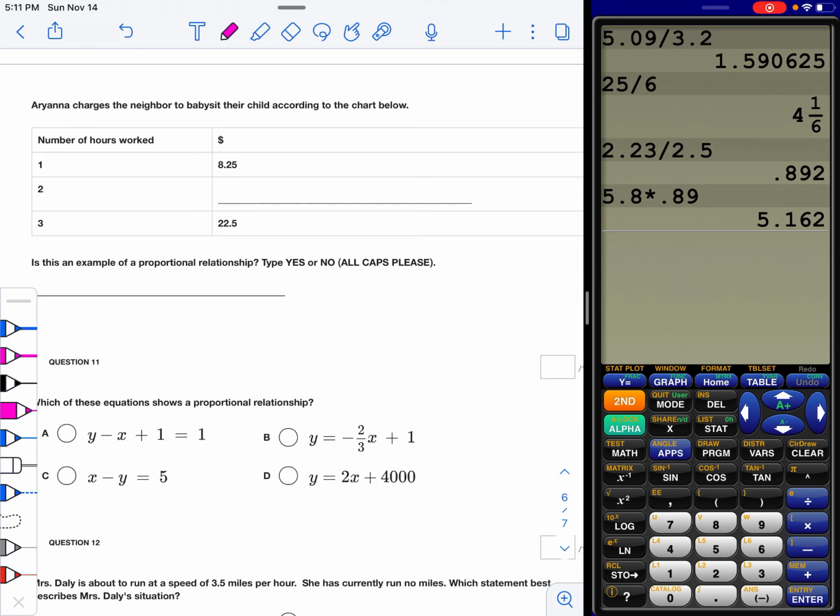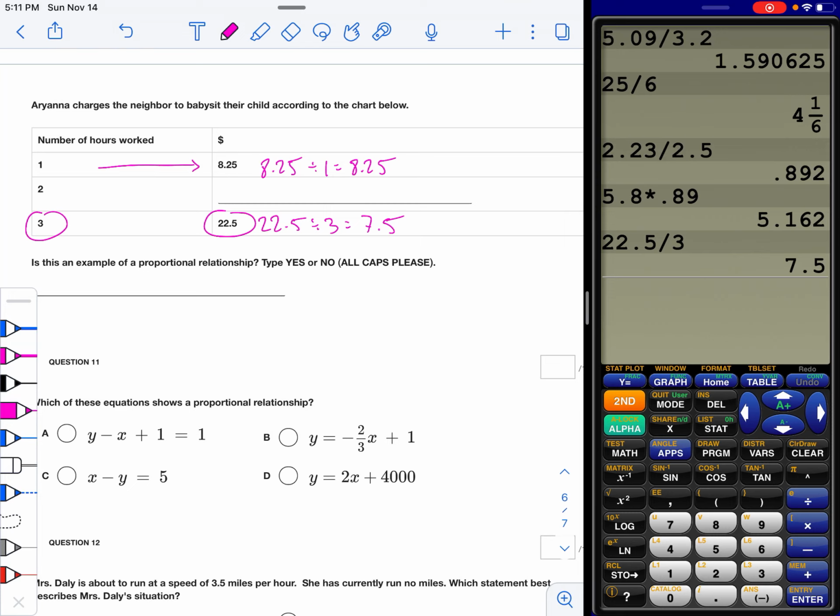Ariana charges the neighbor to babysit their child based upon the chart. You can see that 1 hour is $8.25. I'm curious, if I take 22.5 divided by 3, I hope I get the 8.25, so I'm going to check it. Divided by 3, and, oh, I get 7.5. So what that tells me is the 8.25, I wonder if this is a mistake in the quiz. 8.25 divided by 1 equaled 8.25, and 22.5 divided by 3 is a different thing.